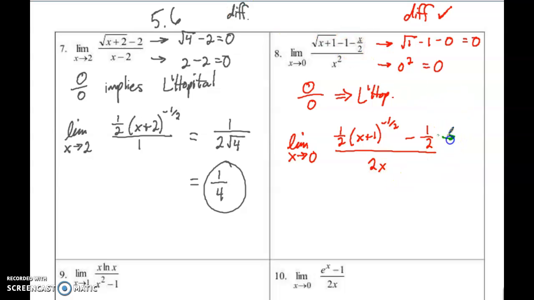As you look at that, well, 0 plus 1 is still 1, to any power is still 1. We have 1/2 minus 1/2. We get 0 on top, and 2 times 0 is 0 on bottom. So we L'Hopital again.